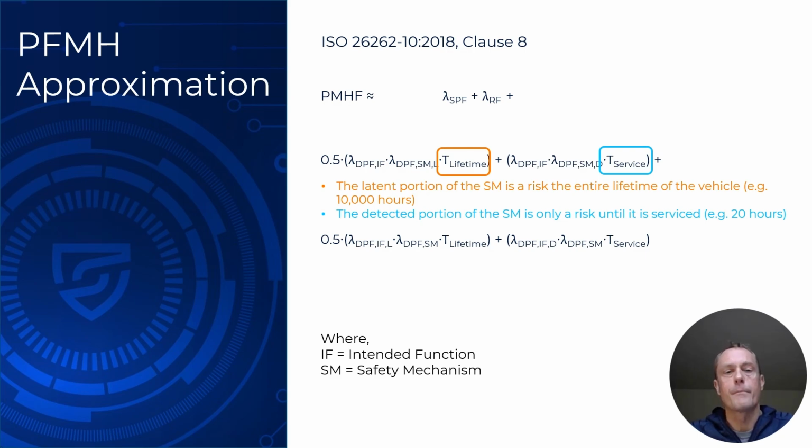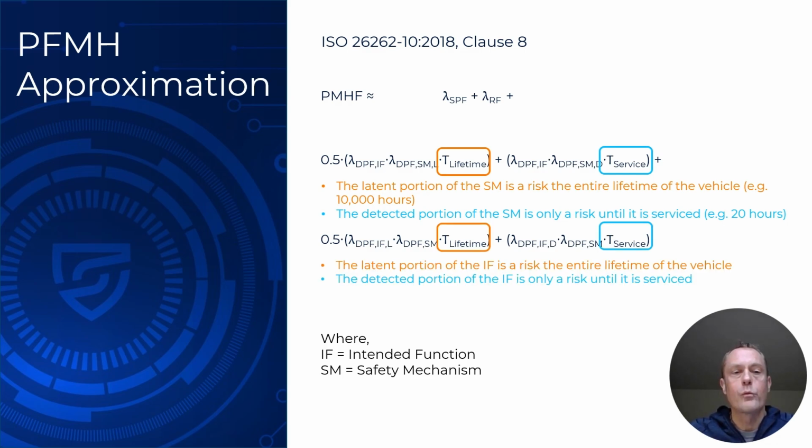Now, the second portion is our risk of the safety mechanism, which is detected. That means we've detected and we informed the driver. So now we're only at a risk until the vehicle gets serviced. It could be 20 hours, 40 hours, 60 hours, whatever your calculation is. Here I just assume 20 hours for the service. Likewise, we then have to look at the risk of the intended function during the lifetime of the vehicle. So the dual point fault latent there. Also then the dual point fault detected, and again it's detected until we can get it serviced.